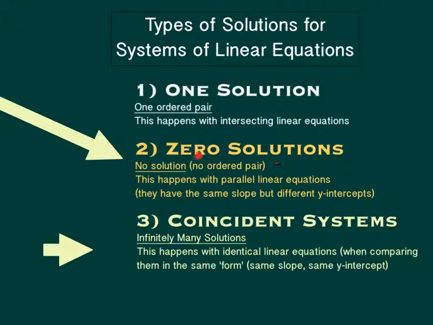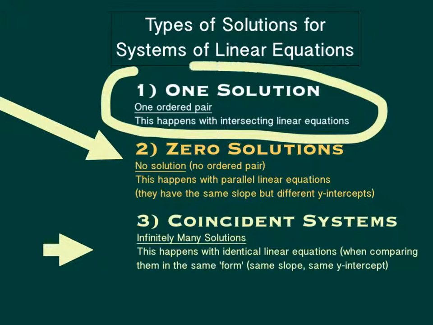No ordered pair fits because these lines are parallel, which means, of course, they have the same slope but different y-intercepts when graphed. A coincidence system has infinitely many solutions, and that happens with identical linear equations. That is, when you're comparing them in the same form. Thus, they have the same slope and the same y-intercept. Now, today, however, we are just going to be dealing with ones that have one solution, so just keep that in mind as we go. So we're going to be solving different equations with one solution.